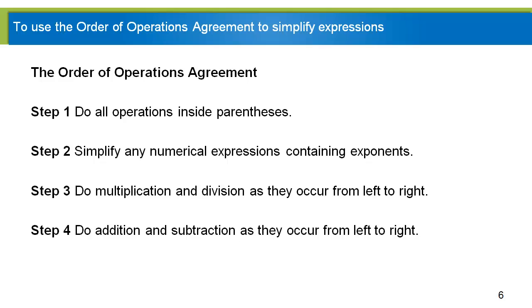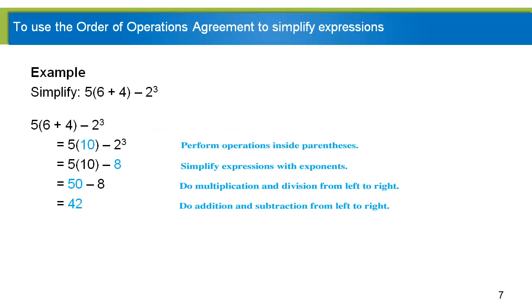Even though it says addition and subtraction, there's no implied order, right? You don't do multiplication before division. You do multiplication and division together as a team from left to right, and then you do addition and subtraction together as a group from left to right. All right, let's look at a few simple examples, right?